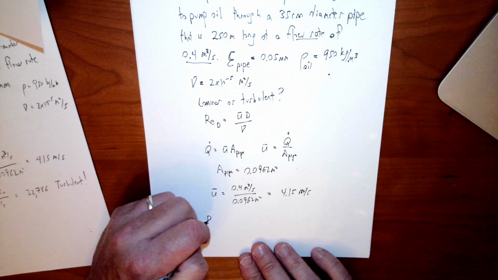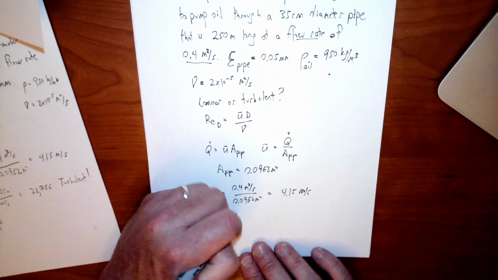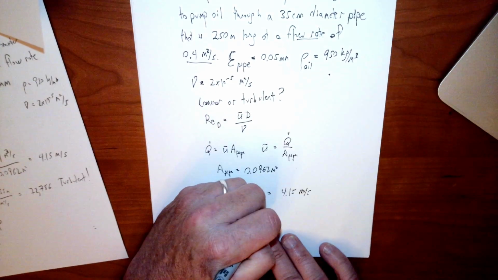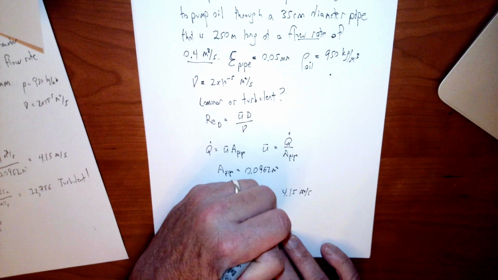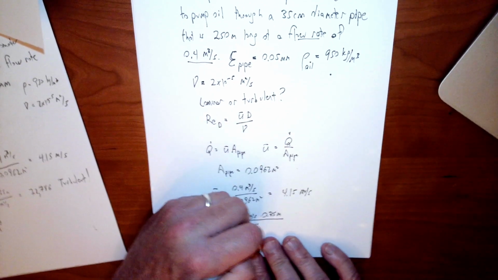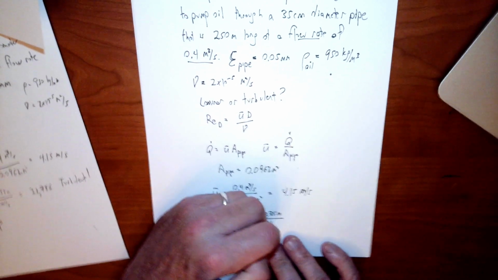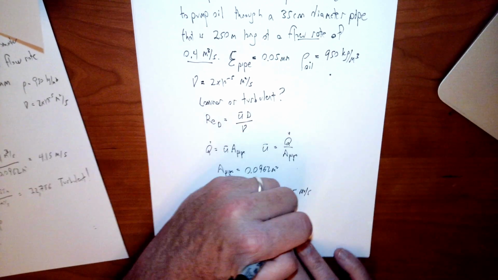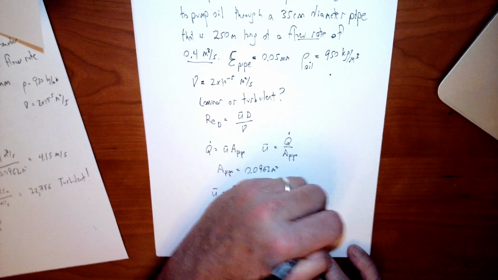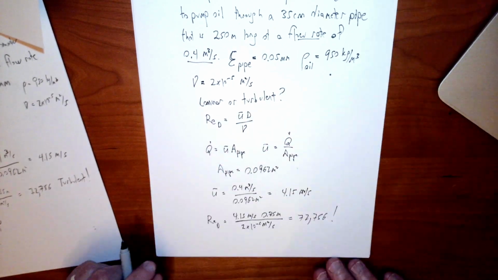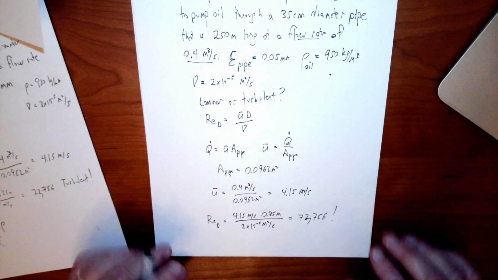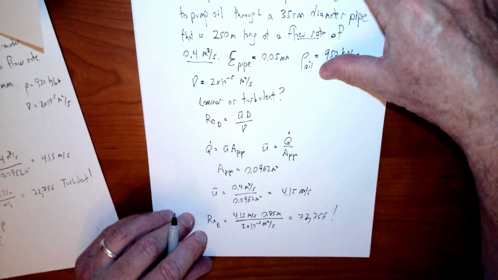I'm going to plug that into my Reynolds number based on D. 4.15 meters per second, my D is 0.35 meters, 35 centimeters, and my viscosity is 2 times 10 to the minus 5 meters squared per second. So I crunch that into my calculator and I get 72,756. So that is solidly turbulent. That is well above 2,000. I have 72,000, so I am well into the turbulent regime.